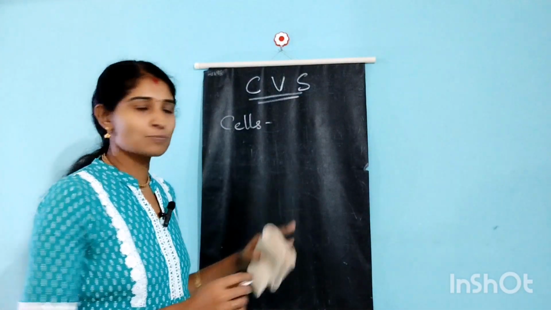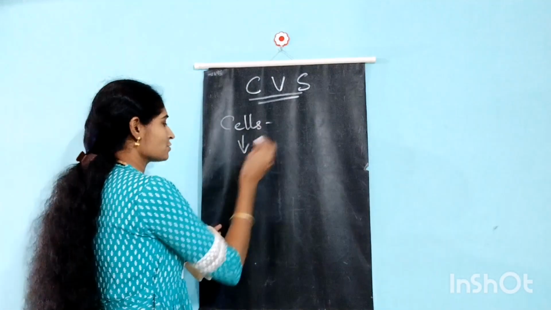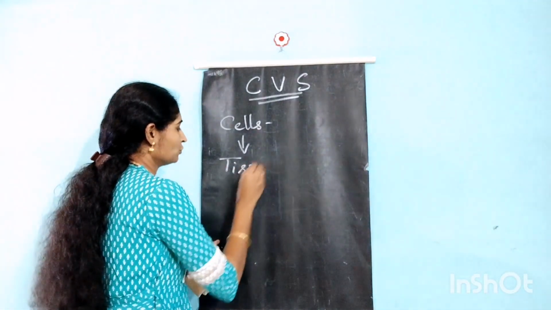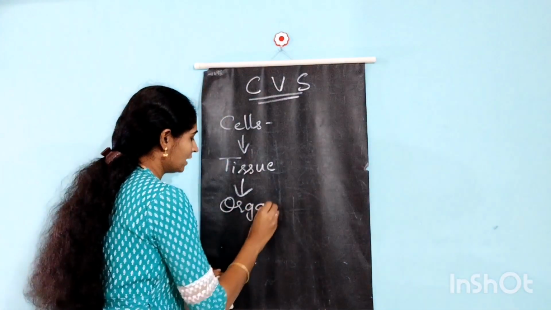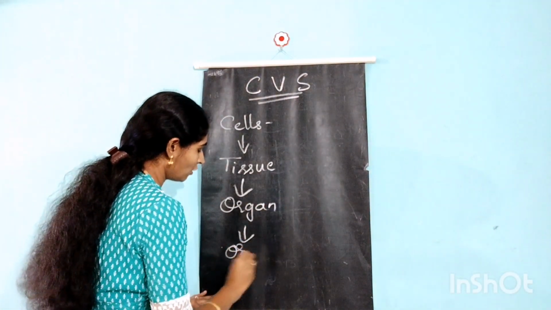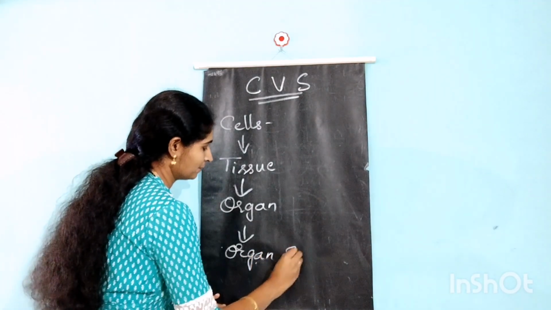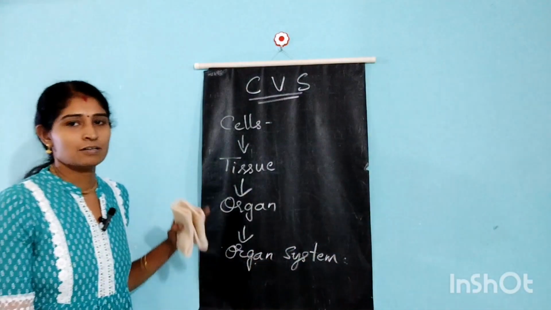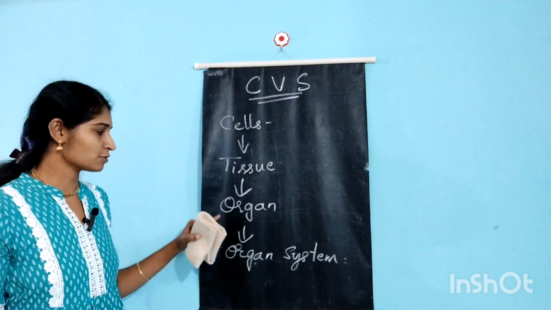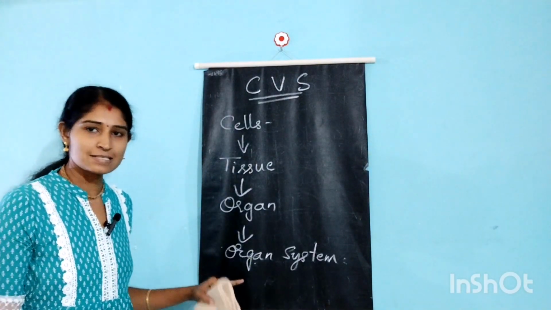And then from cells, what do we get? The cells together form the tissue. Tissue together forms the organ. Then from organ, we get the organ system. Right? So from cells, tissue, tissues to organ, organ to organ system.